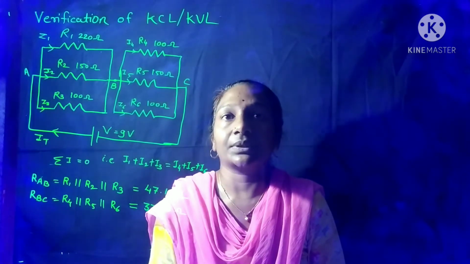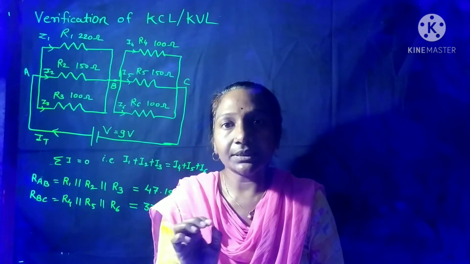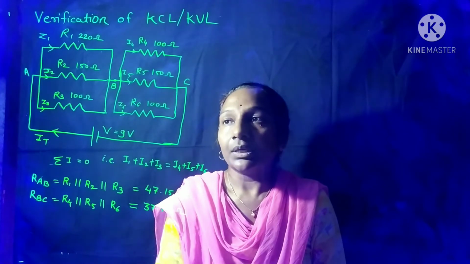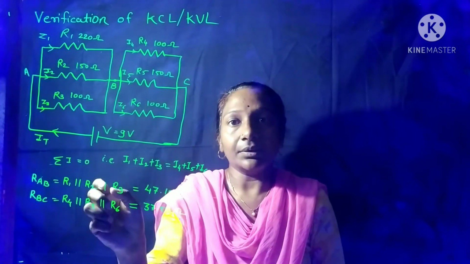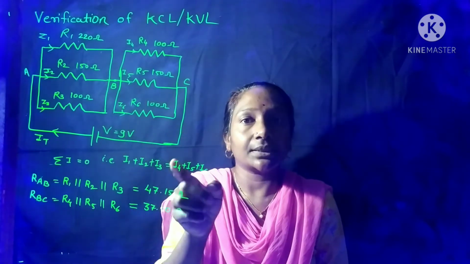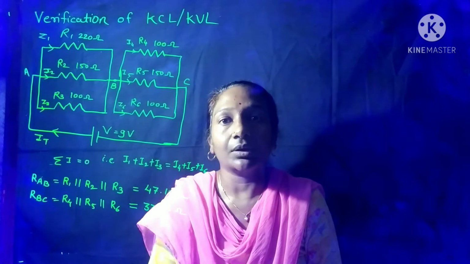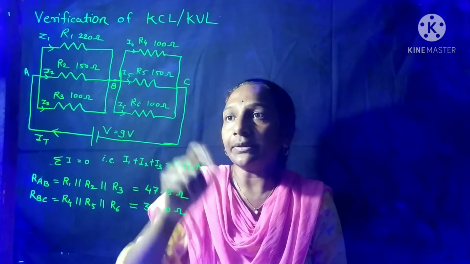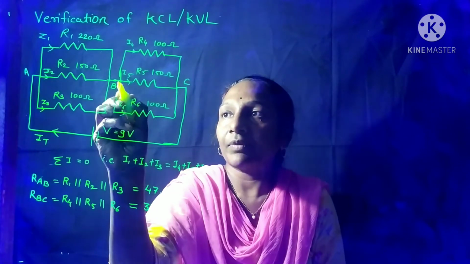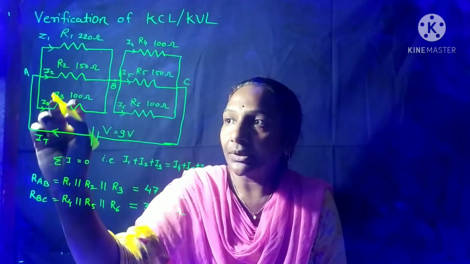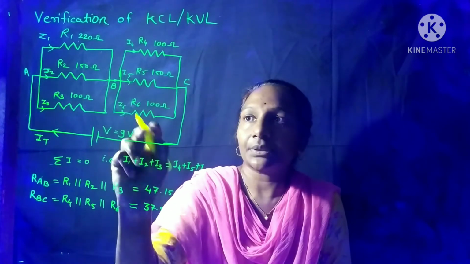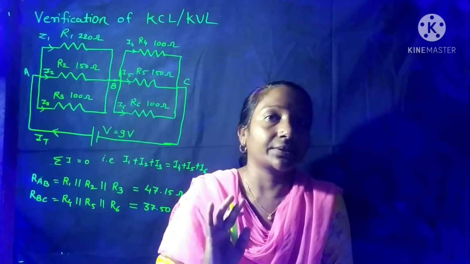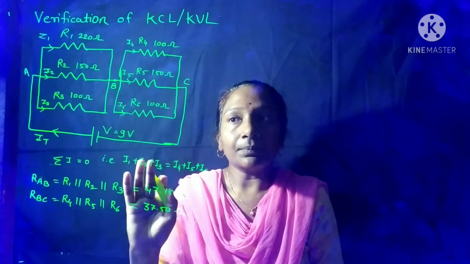The statement of the KCL is that the algebraic sum of all currents is equal to 0, or the sum of entering current at any node is equal to the sum of the outgoing or leaving current at that node. Here this is the node B, where the currents I1, I2 and I3 enter, and currents I4, I5 and I6 are leaving from the node B.